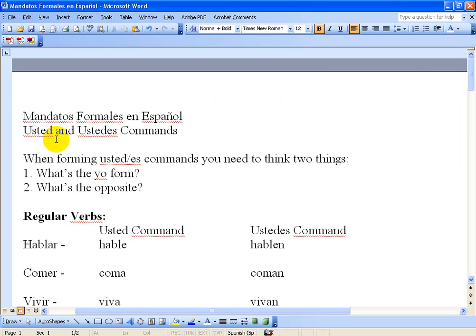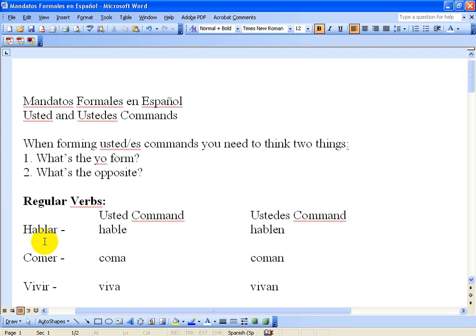So when making usted and ustedes commands, there's a couple things you need to think about. One, what is the yo form of this verb? And two, what's the opposite? So when you're thinking about the verb, let's look at some regular verbs first. I'll give you three regular verbs: hablar, comer, vivir.